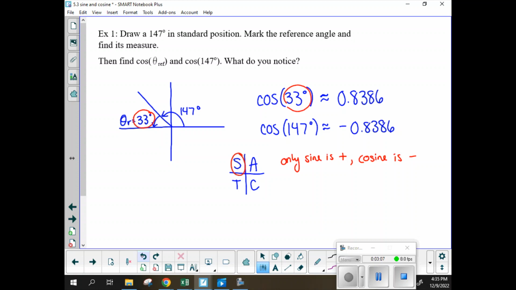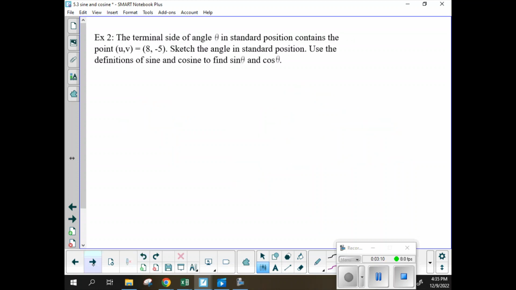Example 2. I'm going to do a bunch of these variations of these together tomorrow. Go ahead and get that copy down and then come back when you're ready.